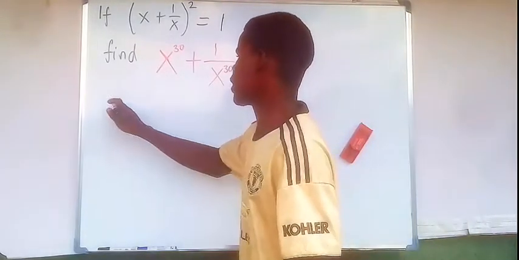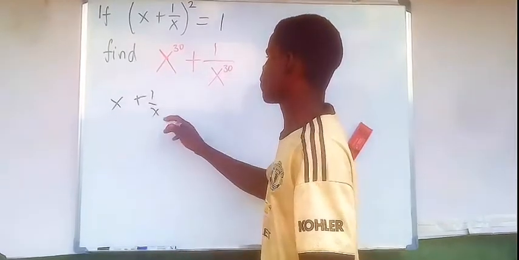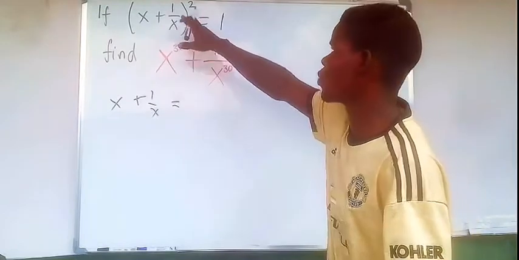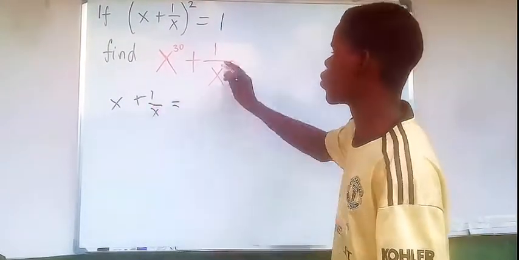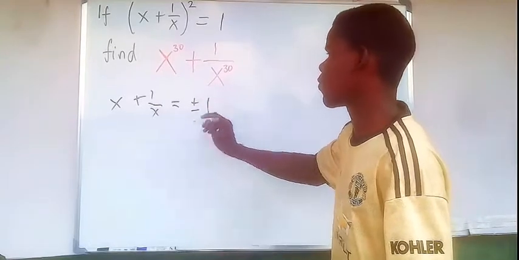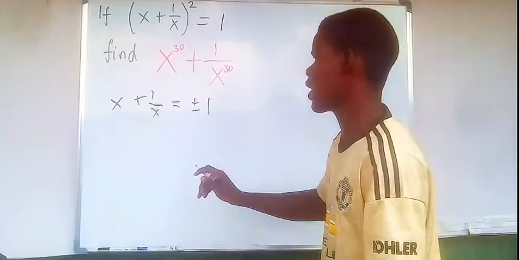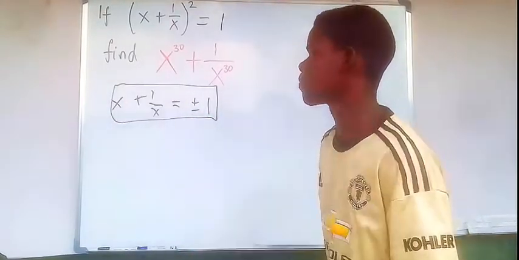We can say that x + 1/x is equal to what? By taking the square root of both sides, the left-hand side is just left with this, and the square root of 1 is going to give us positive or negative 1. That's good. So we've had this. This is the first thing we want to make use of.